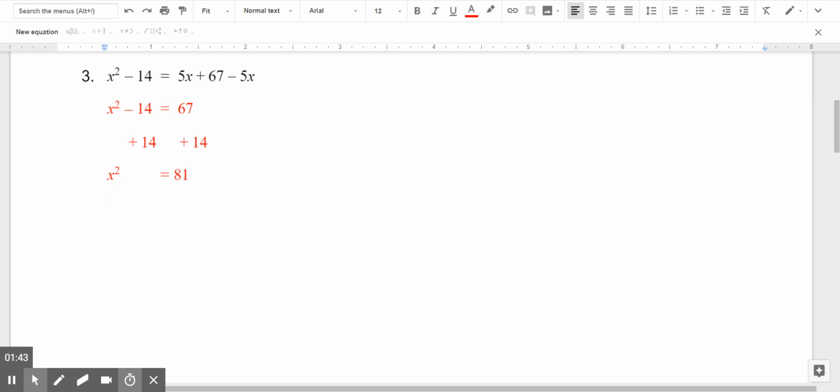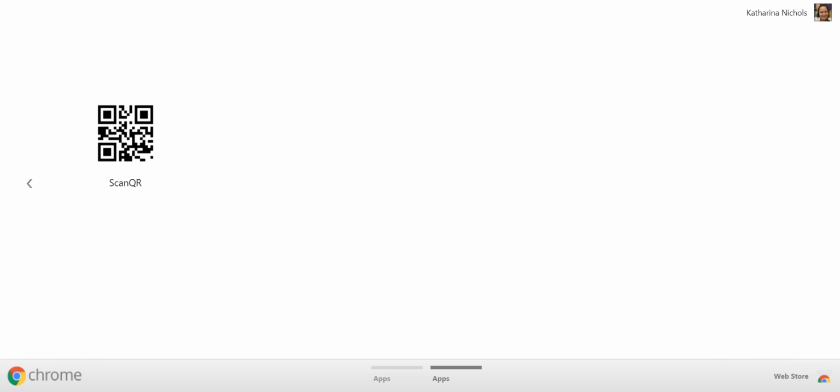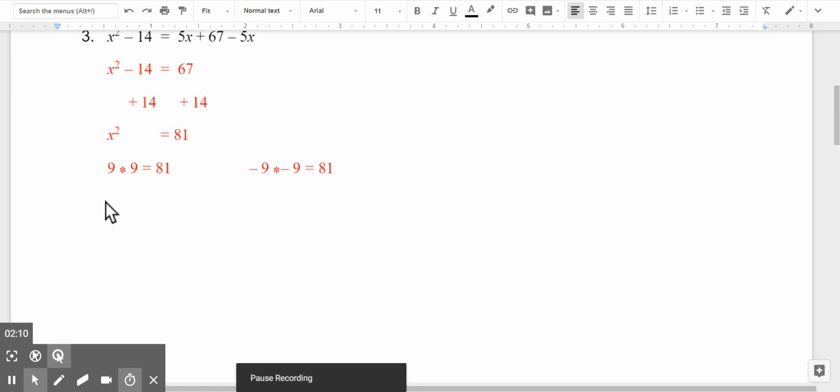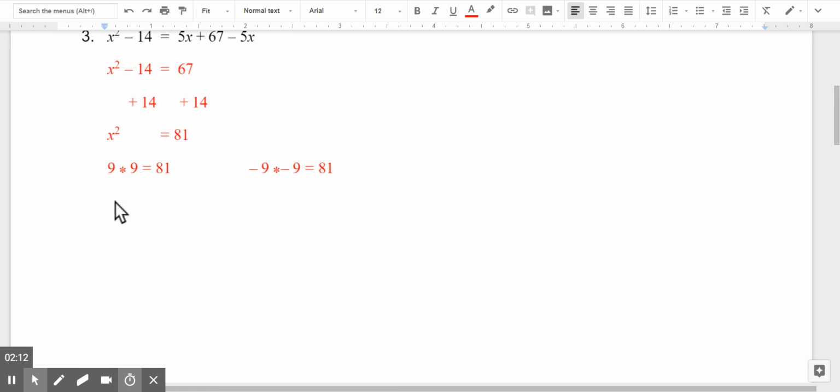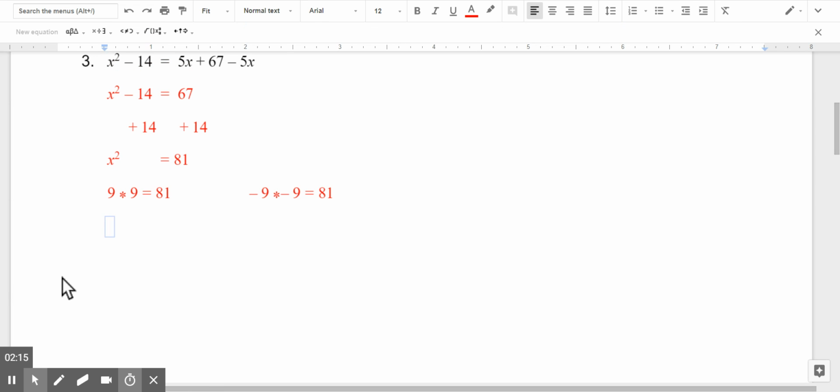Remember that when we have x squared, there are two possible solutions to our equation, right? Because there are two ways to multiply a number by itself and get 81. We could take 9 times 9, which we all know is 81, or we could take negative 9 times negative 9, because a negative times a negative is a positive, so that will also give us a positive 81. So there are two solutions to this equation, x equals 9 and x equals negative 9.